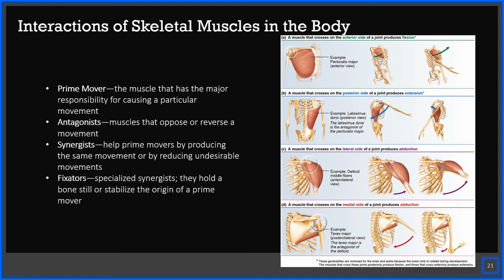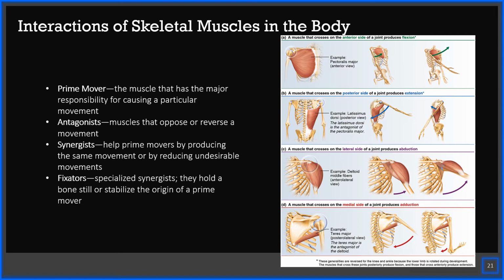Interactions of skeletal muscles in the body. As we established in those five golden rules, muscles can't push, they can only pull as they contract. So most often body movements result from two or more muscles acting together or against each other. Muscles are arranged so that whatever one muscle or group of muscles can do, other muscles can reverse. In general, groups of muscles that produce opposite movements lie on opposite sides of the joint. Because of this arrangement, muscles are able to bring about an immense variety of movements.